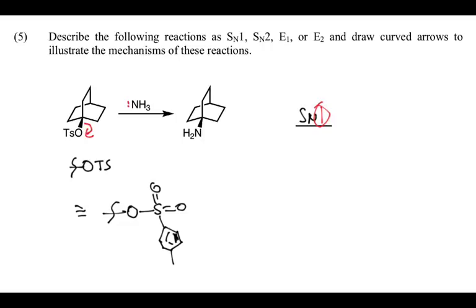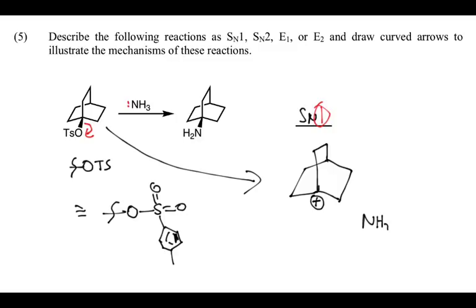Like before, leaving group goes away. You form tosylate, which is a tosyl anion, and then you get a carbocation, tertiary carbocation. All right? And then what's next? Like before, now the ammonia is coming in as the nucleophile. The same thing we had before with water, right? So this is the arrow pushing mechanism. You get to this thing.